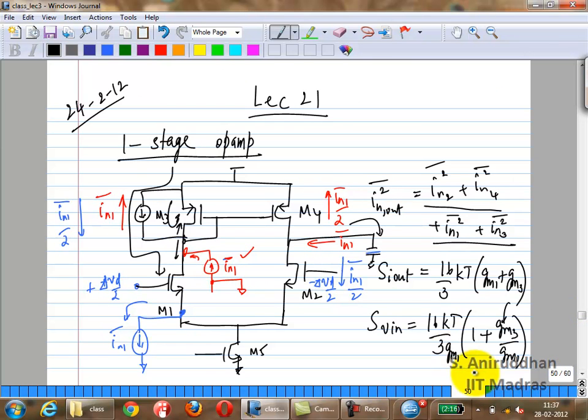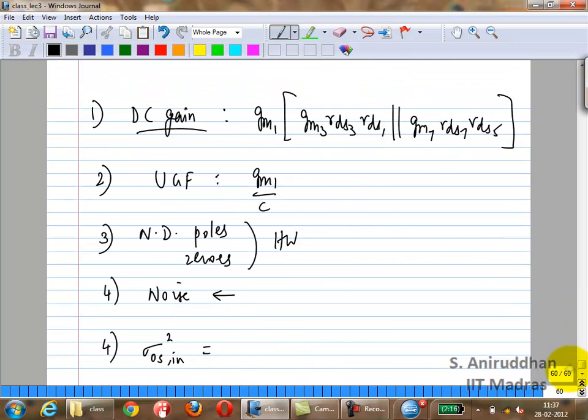We had 16 kT over 3. That is, let's look at the input referred noise. Okay, that's what matters. Right? What is it? 16 kT over 3 GM1 into 1 plus GM3 over GM1. What is it going to be in the new case? You think it's going to be double this? Why? It is going to be the same. Why is that? All the cascode transistors contribute no noise, right?